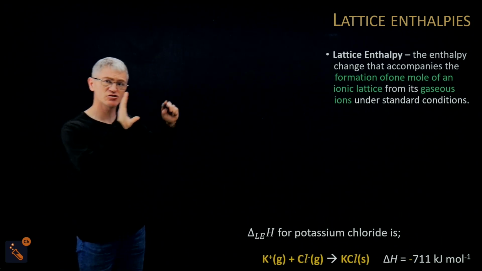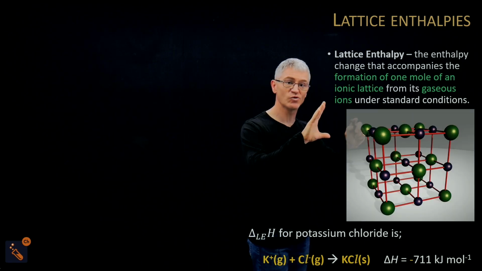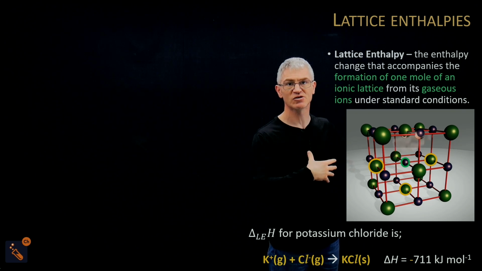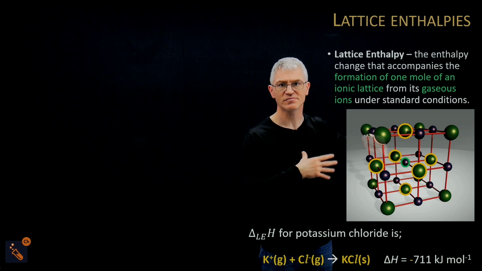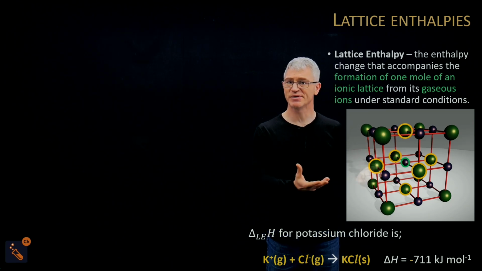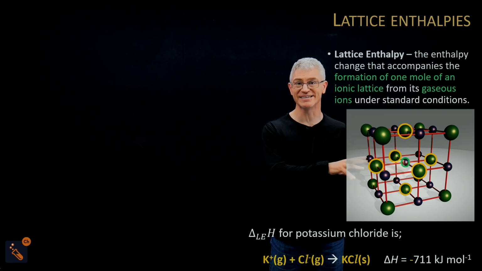Move that to the side. Just remind ourselves about ionic lattices and why they've got high melting points and boiling points. That's because all of the bonds between the ions are in all different directions. And the lattice enthalpy is based basically on how strong the bond is.